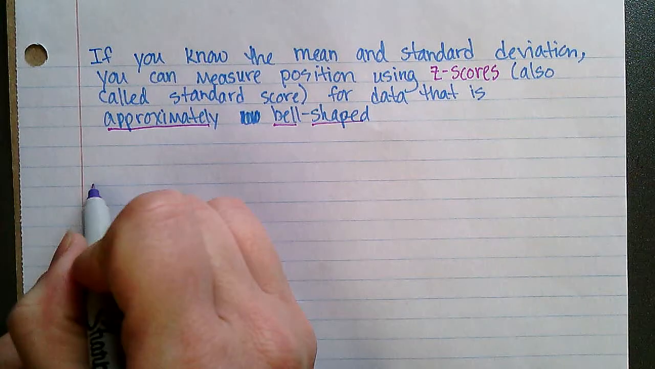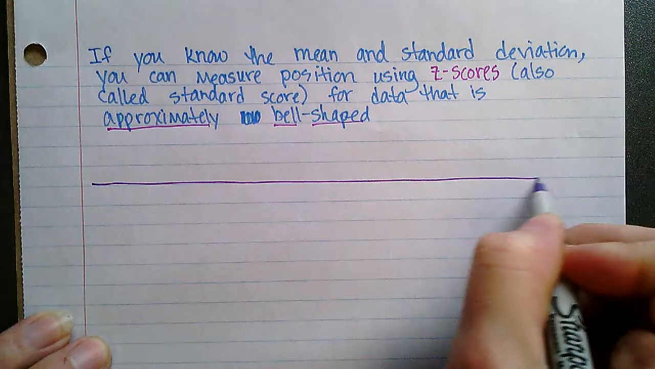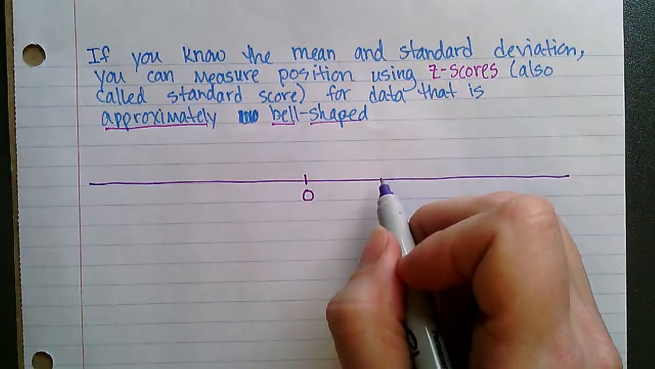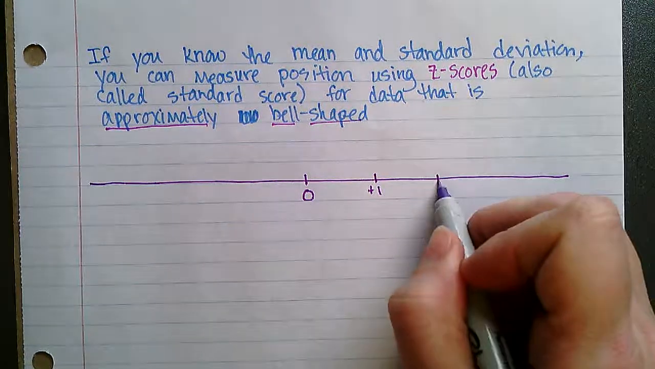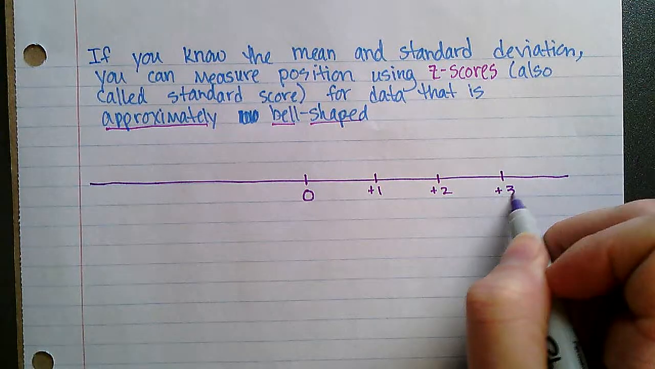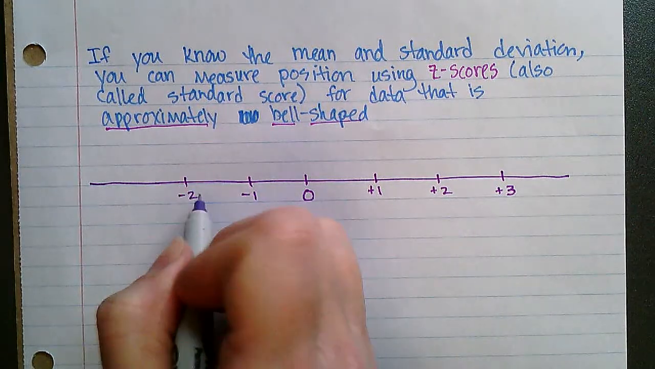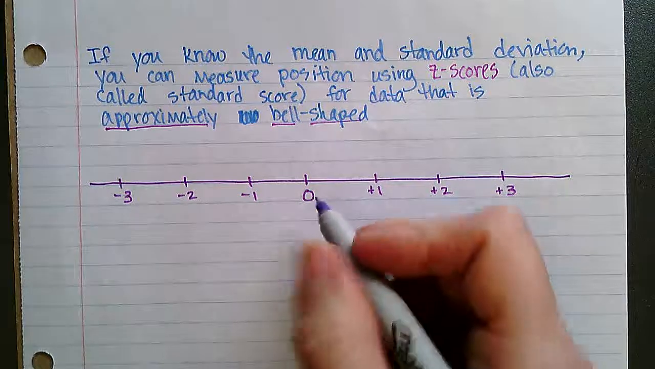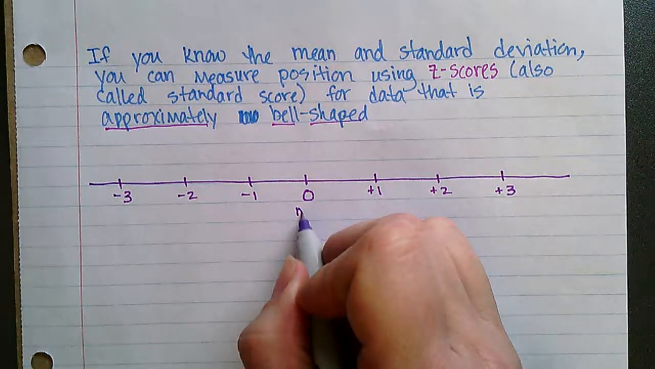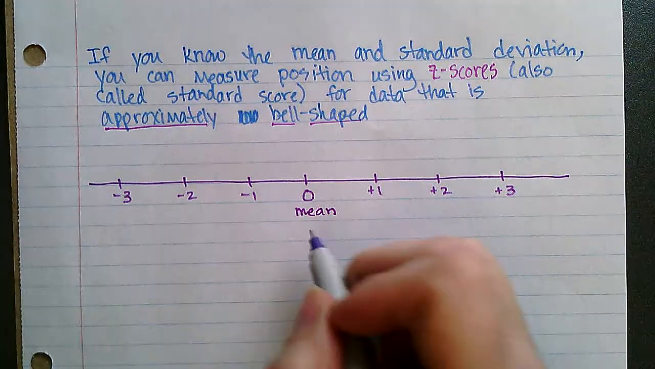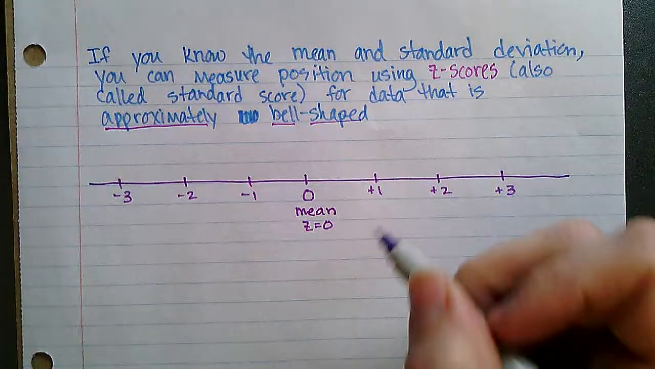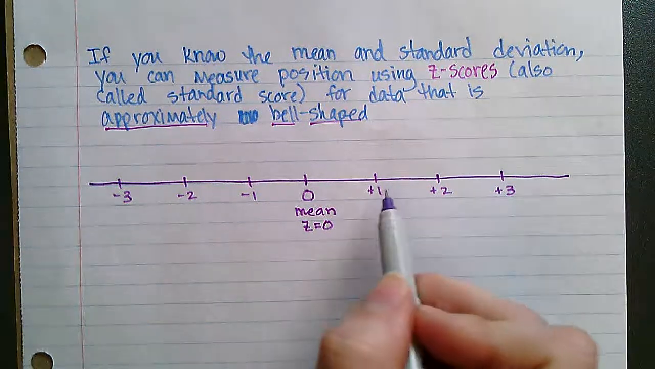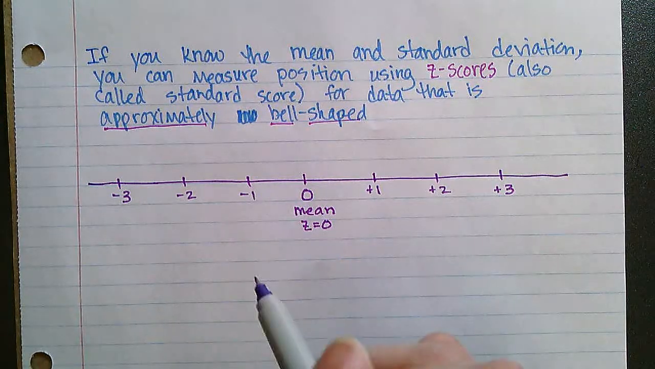So on a scale from 0, and then we have a z-score of plus 1, a z-score of plus 2, a z-score of plus 3, and then minus 1, minus 2, minus 3. A z-score of 0 would be exactly at the mean. So the mean has a z-score of 0. If you are 1 standard deviation above the mean, then your z-score is positive 1. If you are 1 standard deviation below the mean, then your z-score is negative 1.